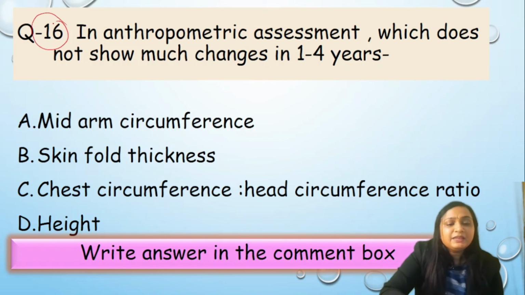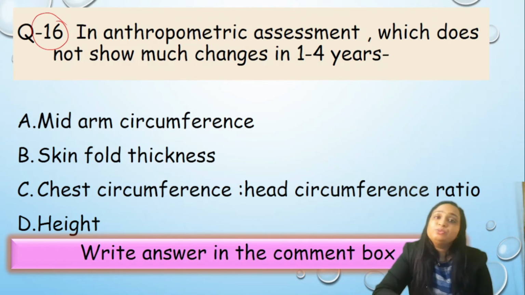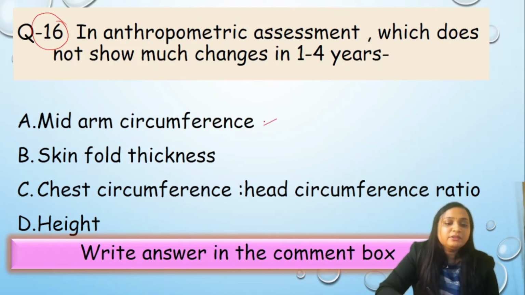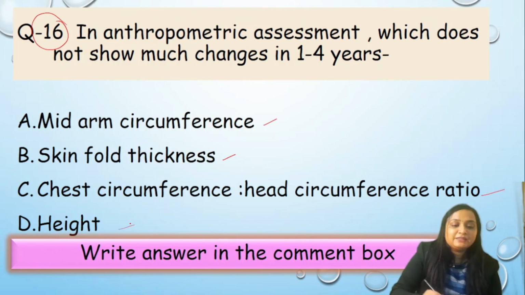Question number 16, in anthropometric measurement which does not show change in 1 to 4 year. So which parameter does not change between 1 to 4 year? Your options are A, mid-arm circumference, B, skin fold thickness, C, chest circumference to head circumference ratio, or D, height.